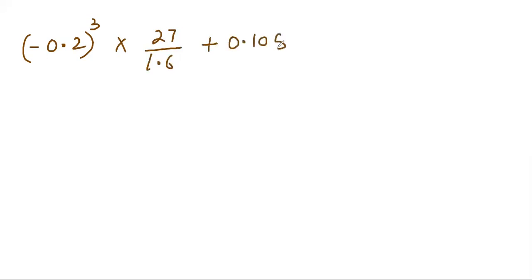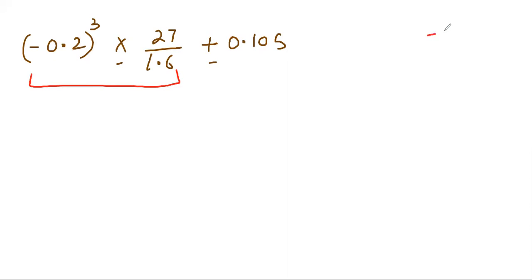Okay, so the next question is minus 0.2 whole cube multiplied by 27 by 1.6 plus 0.105. Now again there are two operations: one operation is multiplication, one operation is addition. So first of all, definitely we will deal with these two. So it's minus 0.2 cubed.